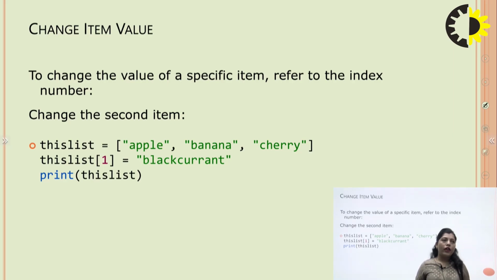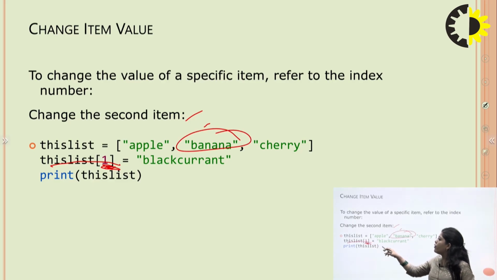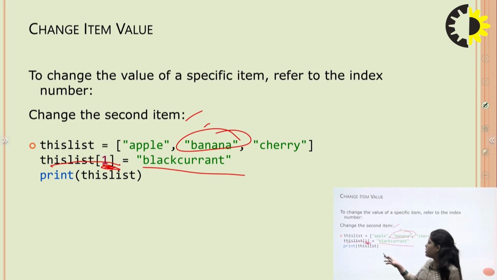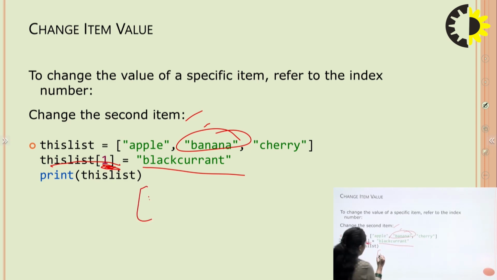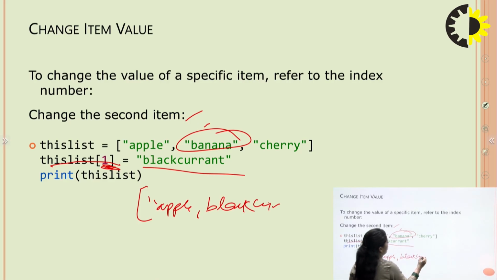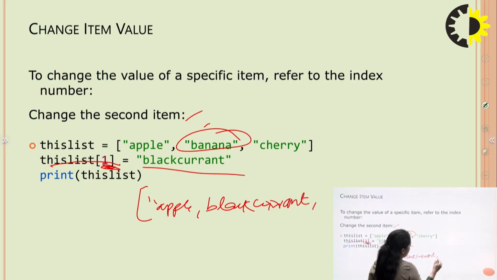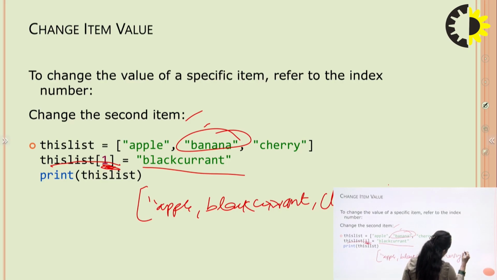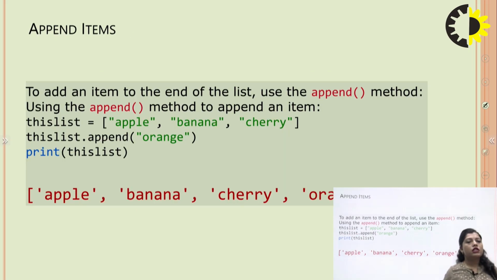Next is the change item value. We can change the item value of the list. To change the value of a specific item, refer to the index number. So, we want to change the second item. We give the list index value 1, and in place of the banana we want to write blackcurrant. Then print this list. The final output is apple, blackcurrant and cherry.